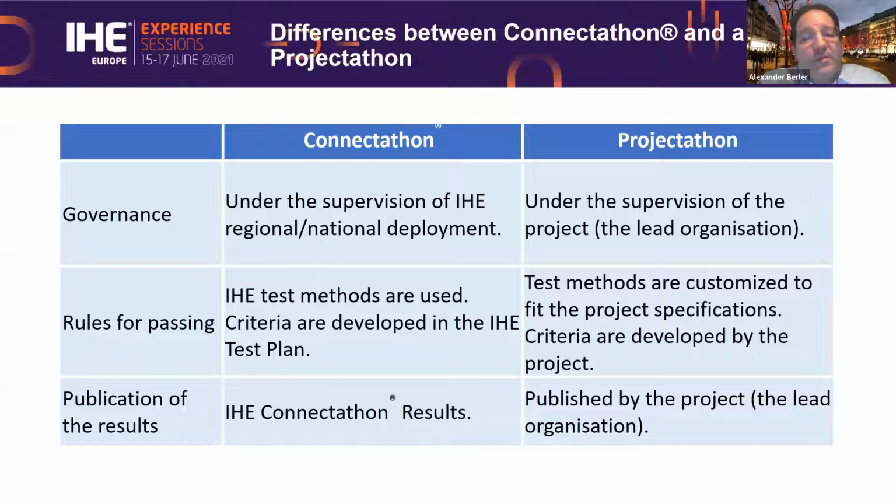And concerning the publication of the results, at the Connectathon, those are made public through the IHE channels, so the Connectathon results and the integration statements that the different vendors can publish, and that are also published in the registry maintained by IHE International. While in the Projectathon, this is maintained and published by the project and the lead organization that is organizing the Projectathon.